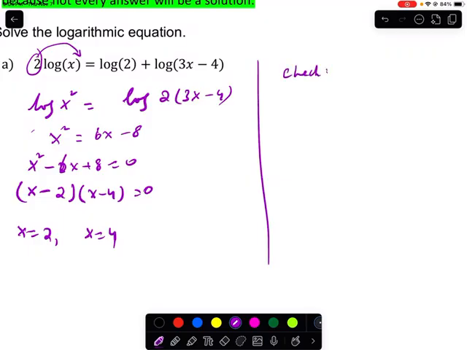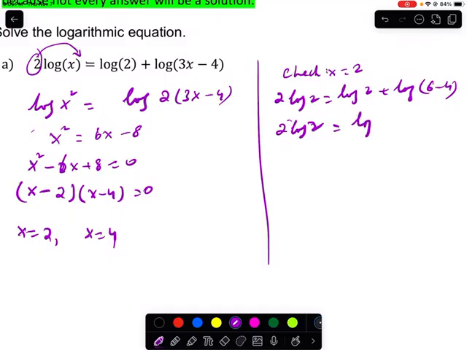Now we have to check them. So x is equal to 2. When you check, always plug it into the original equation. So I get 2 times log of 2 equals log of 2 plus log of, when you plug in 2 here, 2 times 3 is 6, so you get 6 minus 4. Here you have 2 log of 2. Well, we could move the 2 inside the log and make it the power of the argument 2, but let's just keep it like this as it is and try to simplify the right hand side.